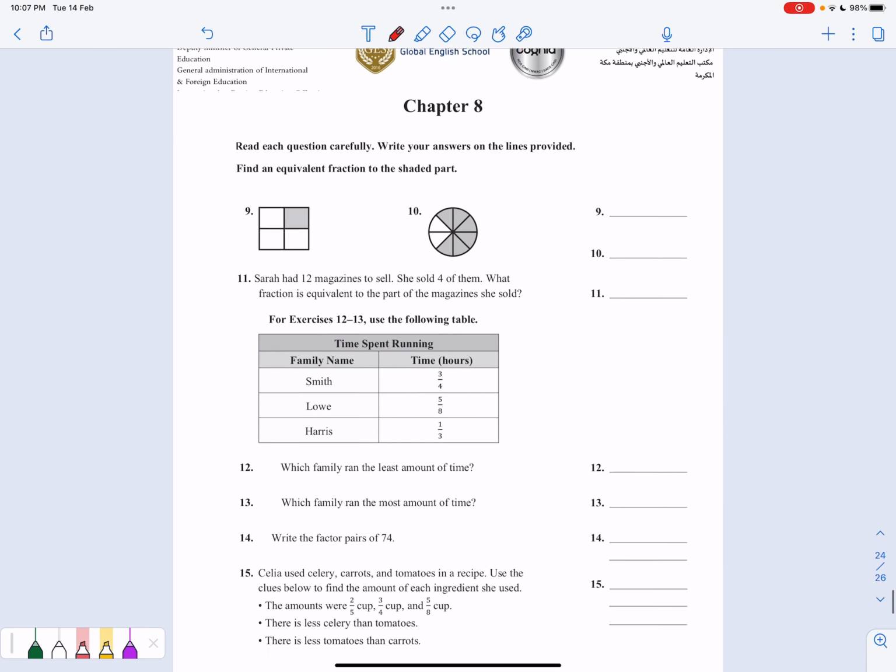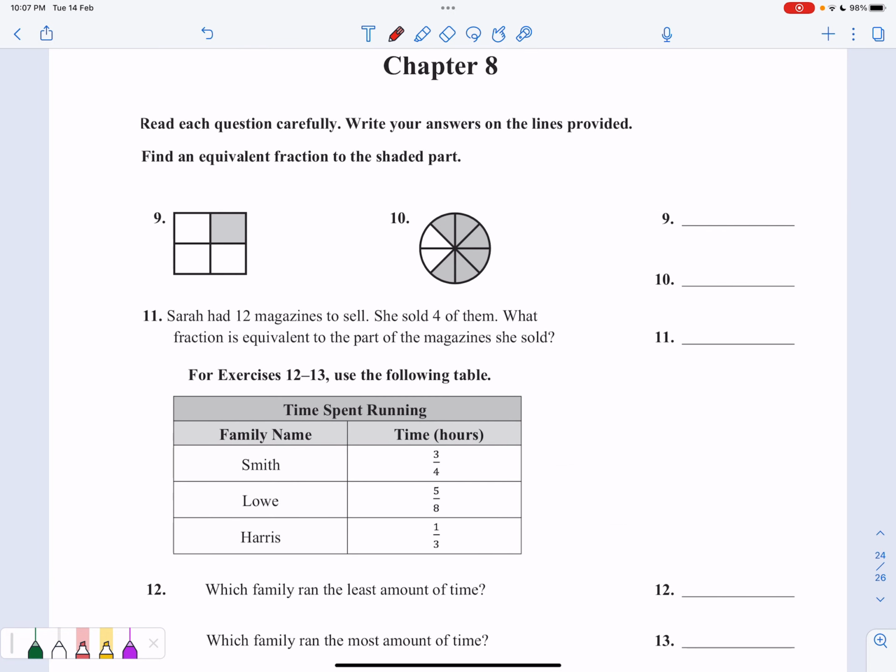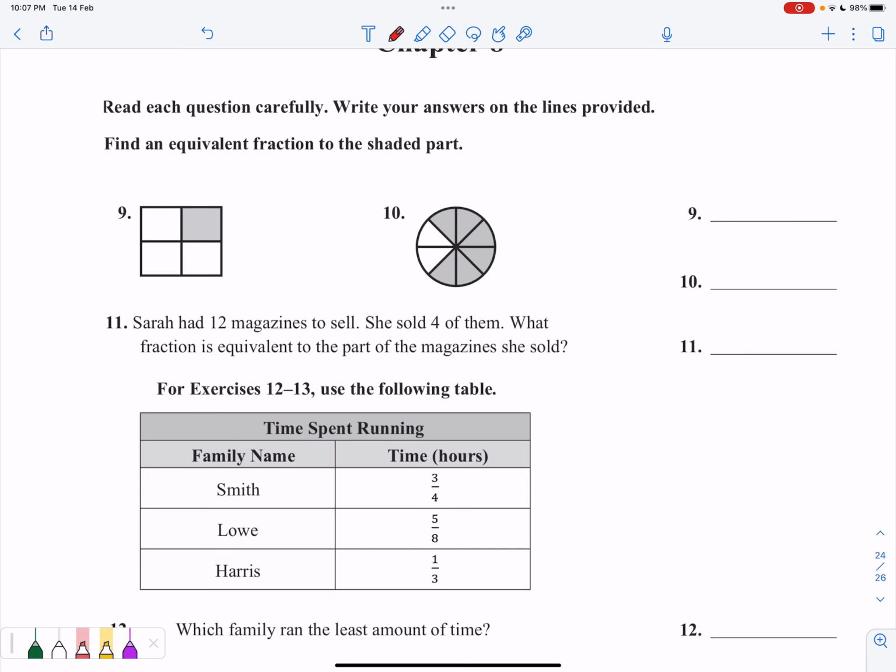Now we are at page 24. Okay, question 9 says, read each question carefully, write your answers on the line provided. Find an equivalent fraction to the shaded part. So we need to write a fraction for the shaded part and then find an equivalent fraction. So let's start with that one.